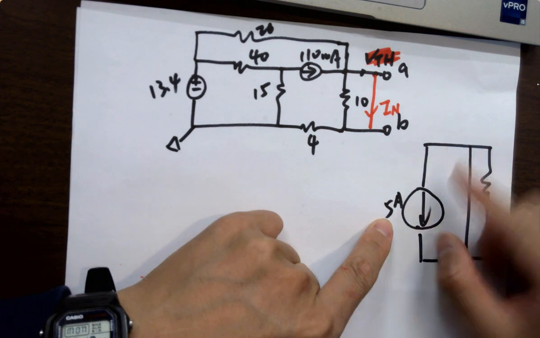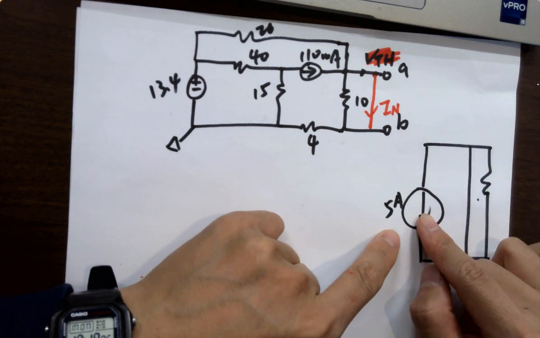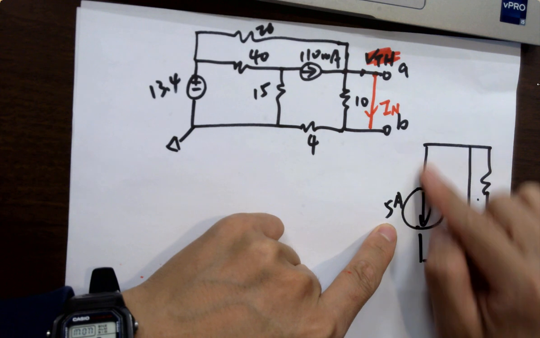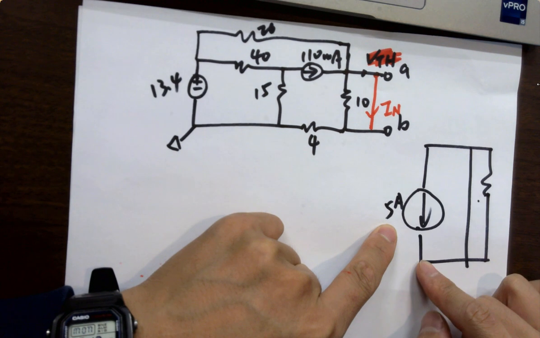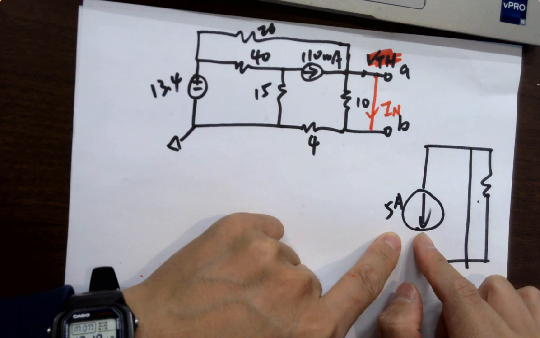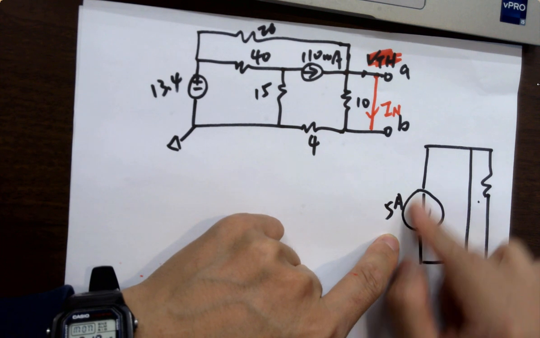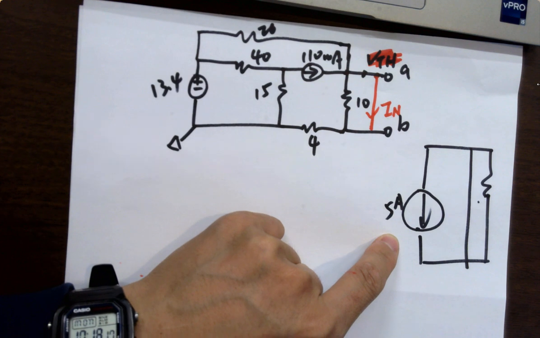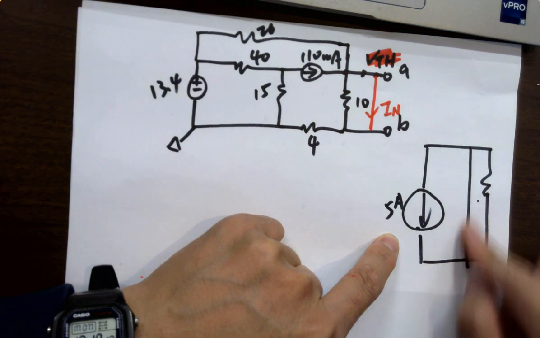What about this one? If you want to determine if this guy is getting shorted, you want to see if it has zero current flowing through it. Is it zero current? No. It's an ideal current source. We have to trust it. It tells you it's 5 amps. It's going to permanently run 5 amps through it. So you are not able to short it.